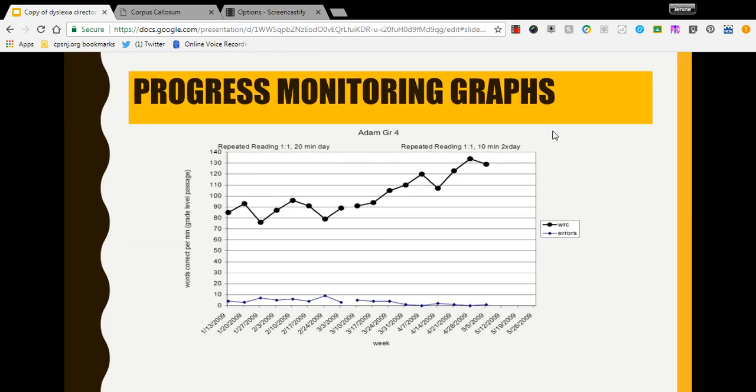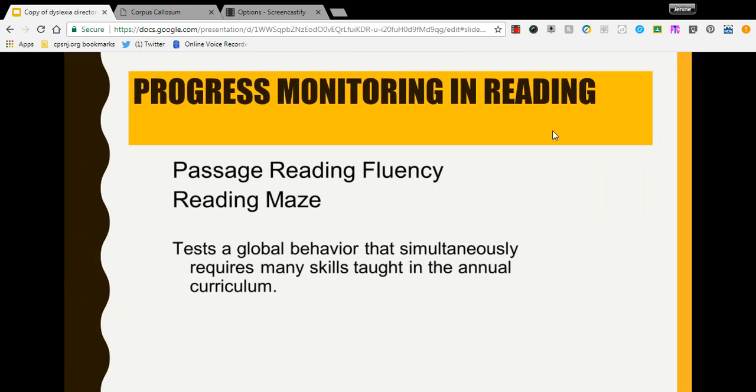Okay, so here's an example of a progress monitoring graph, and this is looking at repeated reading, so the rate of progress that we see after we do a repeated reading. The bottom line, the blue, is the number of errors when they're reading, and the black is the reading rate that we're seeing. So this is the way you take your data and compile it into a very visually pleasing graph, so you can share that information with parents and review the progress very well.